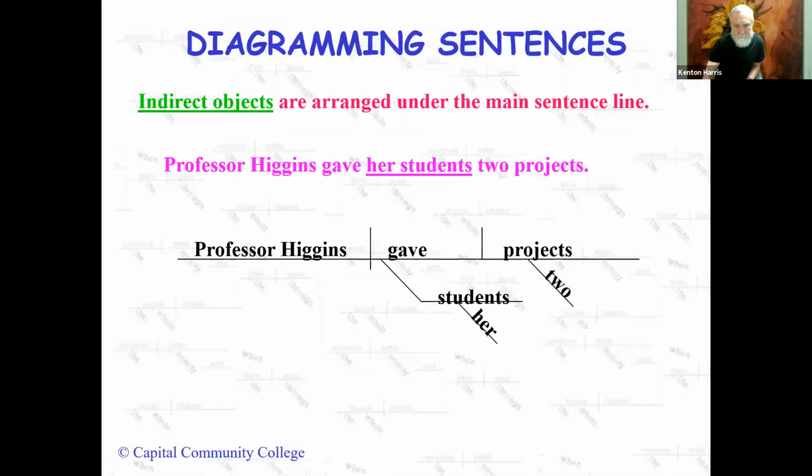So notice, as an indirect object, it's modifying the act of giving. And so that's why it goes under the line. Right? But it doesn't go on the horizontal line because it's indirect object.